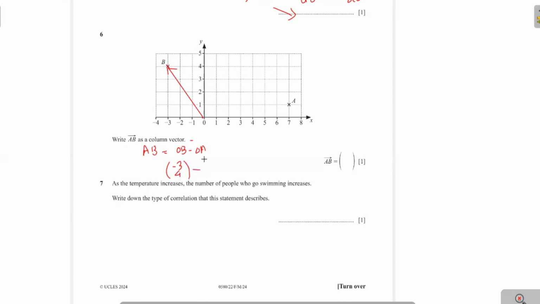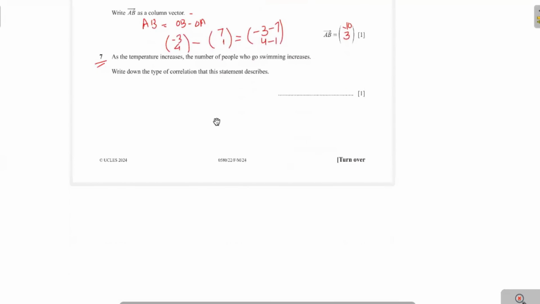Next, the position vector of A is OA. And you see here, firstly we will move 7 units to the right and 1 unit up. Therefore, we can write plus 7, 1. Now minus 3 minus 7, and this will be 4 minus 1, and this will be equal to minus 10, 3. Question number 7, as the temperature increases, the number of people who go swimming increases.